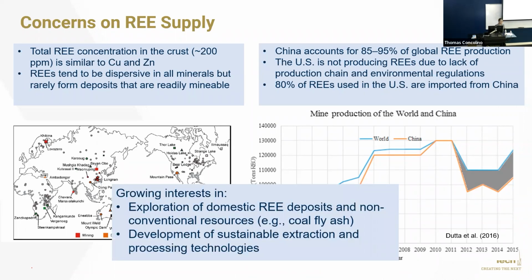And right now, more than 80% of REE used in the US are imported from China. And because of all these concerns, the high demand of REE for high tech and sustainability and energy, and on the other side, potential disruption of supply chain, there is really growing interest in first exploring domestic REE geological deposits, as well as non-conventional alternative resources such as coal fly ash, municipal solid waste incineration ash, spent magnets, electronic waste, phosphogypsum. There is also, at the same time, development of sustainable extraction and processing manufacturing technologies that are environmentally green and also sustainable.